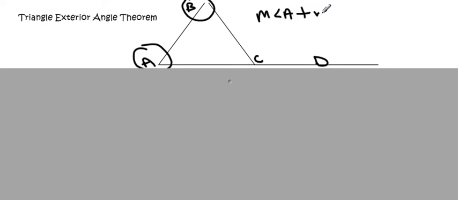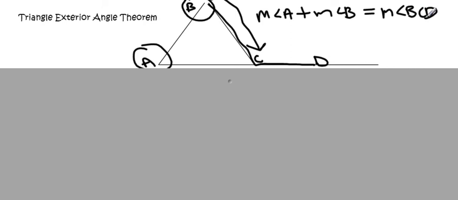The triangle exterior angle theorem. Let's say that this is angle A, B, C. The triangle exterior angle theorem, we'll call this CD, says that the sum of the two remote interior angles, so the measure of angle A plus the measure of angle B, equals the exterior angle, measure of angle BCD. So the two interiors have a sum equal to the exterior.